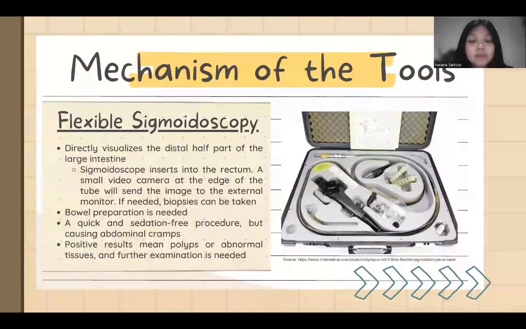Third, flexible sigmoidoscopy. It directly visualizes the distal half of the large intestine. To do this procedure, a sigmoidoscope will be inserted into the rectum. A small video camera at the edge of the tube will send the image to an external monitor. If needed, biopsies can be taken. Prior to the procedure, patients have to do bowel preparation. It is a quick and sedation-free procedure, though it can cause abdominal cramps. A positive result in this test means polyps or abnormal tissues, and further examination is needed to confirm the diagnosis.